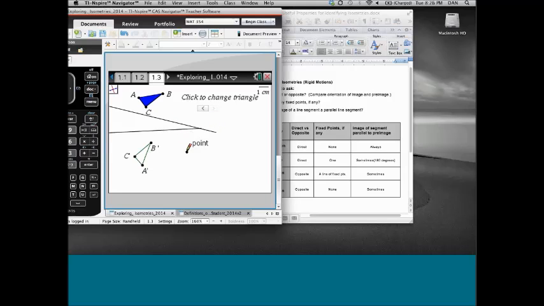What if we tried A, A prime or C, C prime? When I construct these, they should actually turn out to be exactly the same line if it was a reflection. So am I kind of discovering that by investigation? Absolutely.